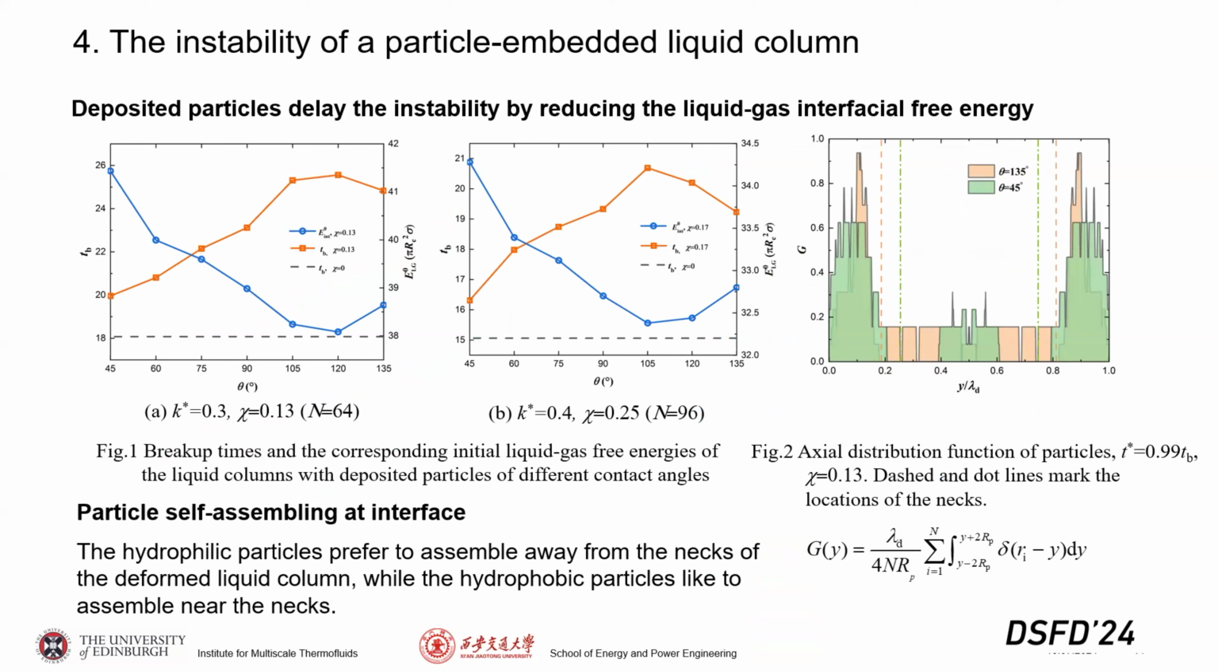Okay, so we can tell that slightly hydrophobic particles can make the interface most stable. And accordingly, at that point, the interfacial free energy is the lowest. We also observe the self-assembling of the particles at the interface, and we found that the hydrophobic particles tend to assemble very close to the neck of the deformed column, while the hydrophilic particles prefer to get together away from the necks.